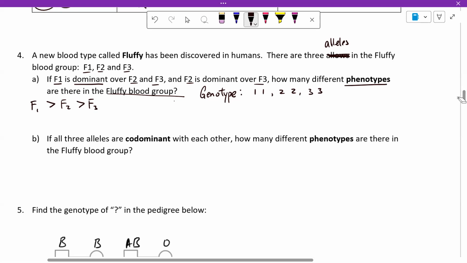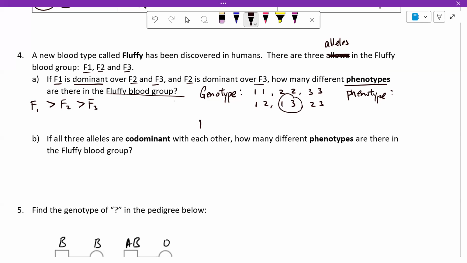1, 2, 1, 3. Exactly, right? It could be 1, 2, 1, 3, and one more, please. 2, 3. And that's all, right? There are 6 possible genotypes. 6 different genetic combinations, right? Yeah, 1, 3, 2, 3, and 3, 3. We have 1, 3 already though, right? Oh, okay.